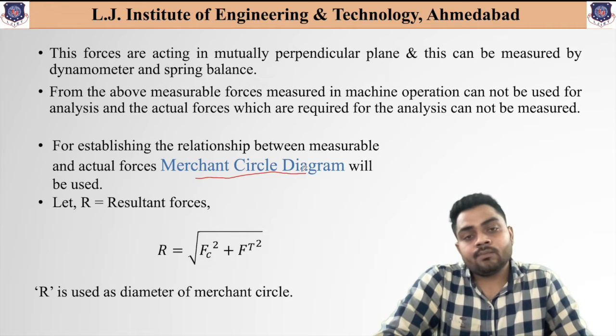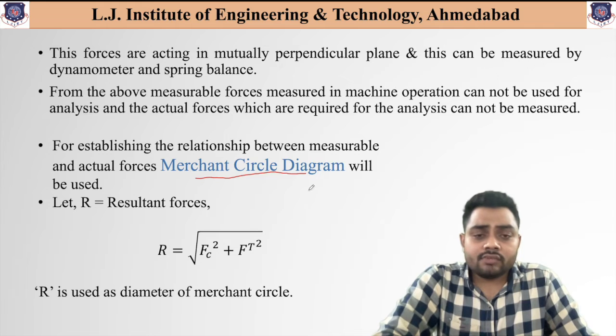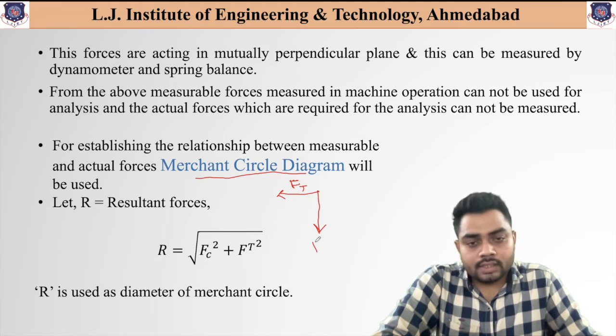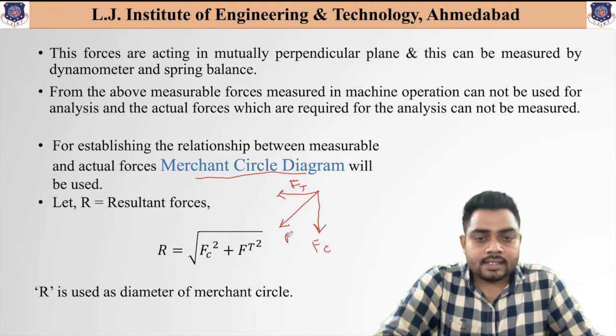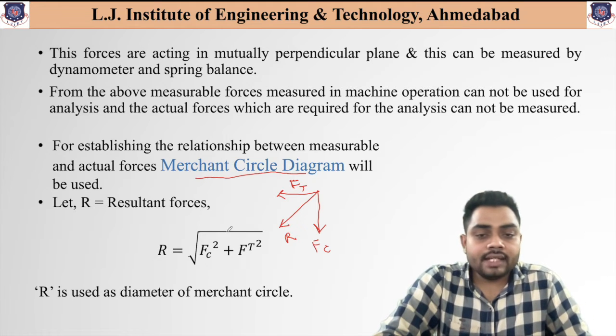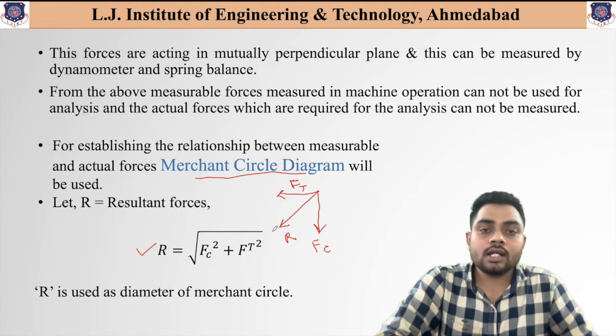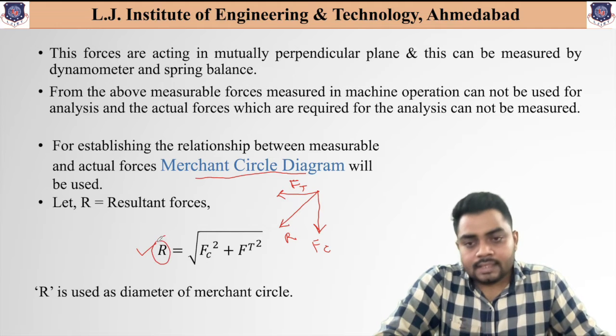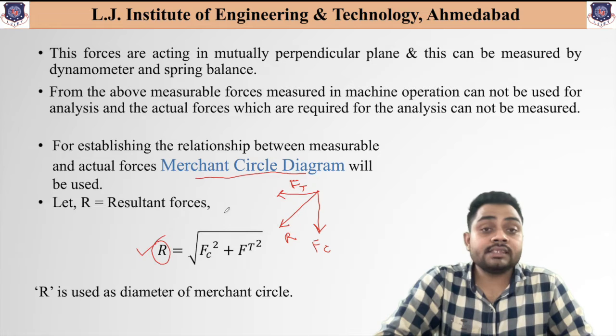That method of obtaining the relationship between the measurable and actual forces is called the merchant circle diagram. In the merchant circle diagram, we have the value of the thrust force, and we also have the cutting force. From these two horizontal and vertical forces, we can get the resultant value using the parallelogram law. We get R by using the equation R equals the square root of Fc squared plus Ft squared. Here R indicates the diameter of the merchant circle diagram.